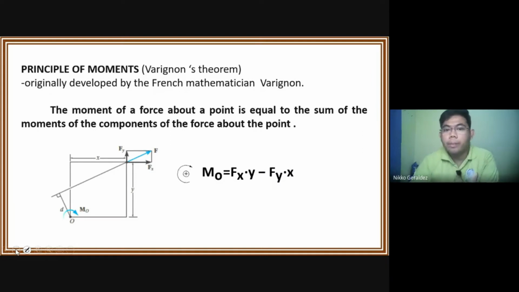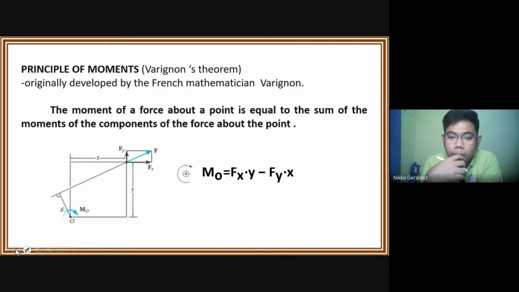...of moments, or tinatawag na Varignon's theorem. Originally developed by the French mathematician Varignon. According to the principle of moments, the moment of a force about a point is equal to the sum of the moments of the components of the force about the point.